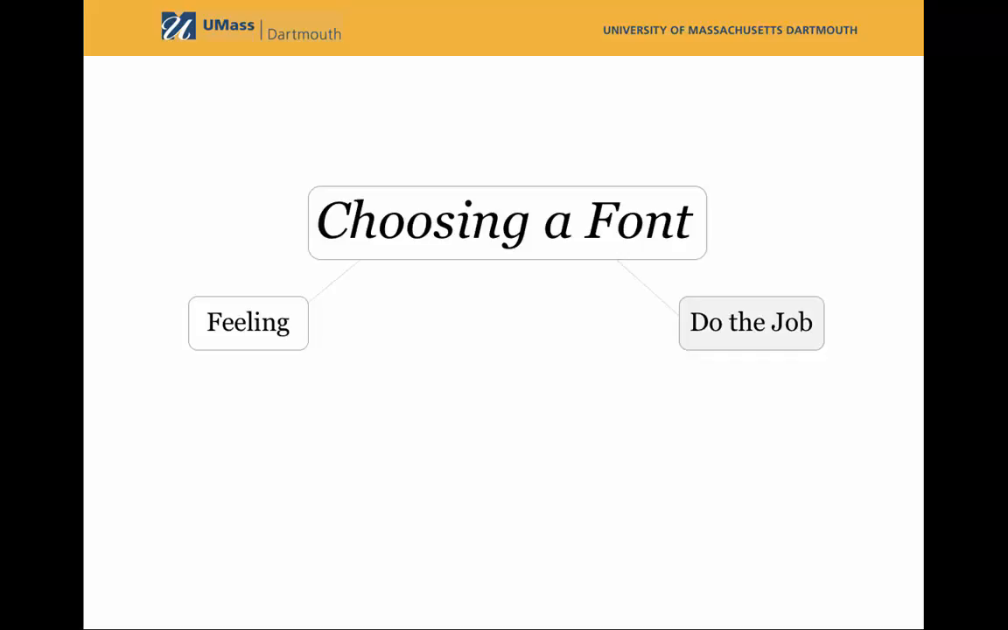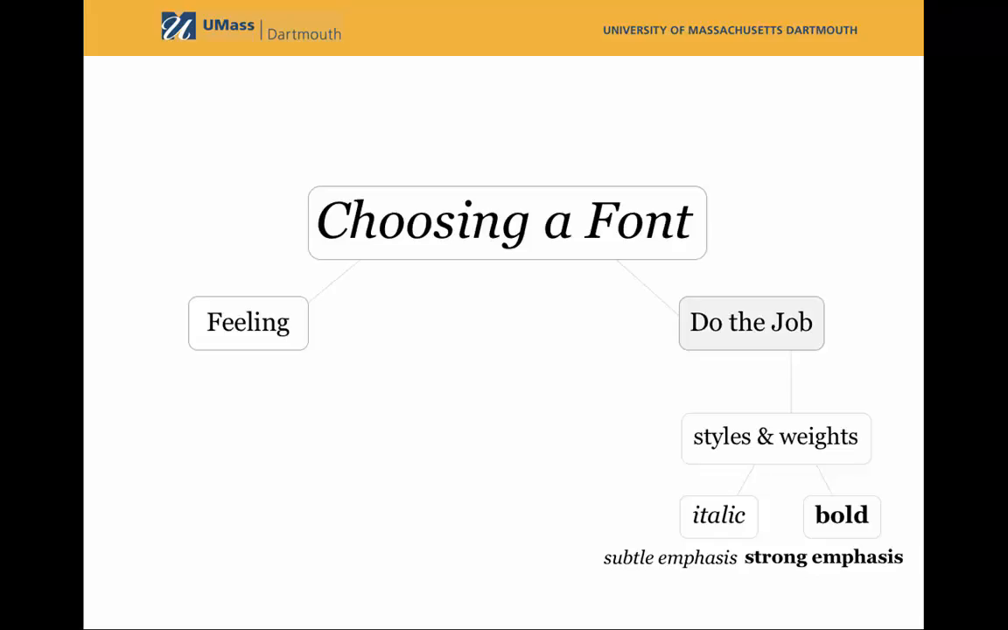Next is, can the font do the job? One thing to look at is whether or not the font has the styles and weights you need. Does it have an italic? You might need that for creating subtle emphasis or perhaps highlighting the names of titles of books and films in your presentation. You might also need a bold, which would allow you to create strong emphasis to make things really pop out.